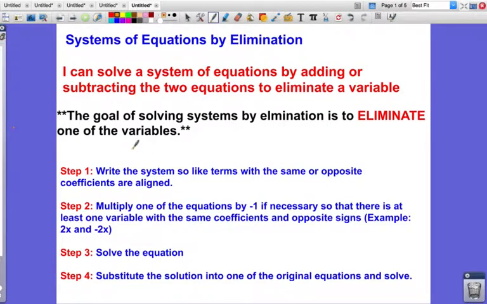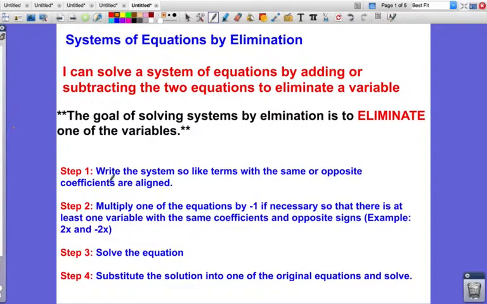Okay, so now when we're doing systems of equations, our main goal is to eliminate one of the variables. Before, we did that by substitution, and today we're going to do that by what's called the elimination method, where we're literally going to combine the two equations to eliminate one of the variables. Okay, so first thing, here are all your steps for solving systems.